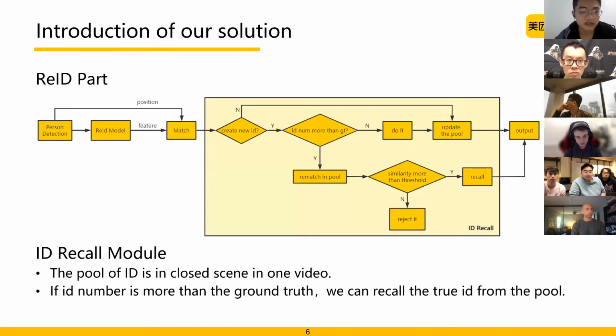And this is our ID recall model. The pool of IDs is a closed scene in one video. So in other words, we can get the total number of people in the input video through the ground truth at the beginning. In this way, if the ID number is more than the ground truth number, we can recall the true ID from the ID pool, and we update the ID pool after the matching system every frame.